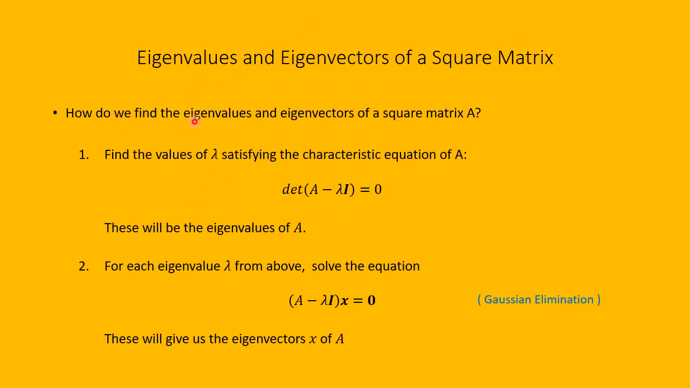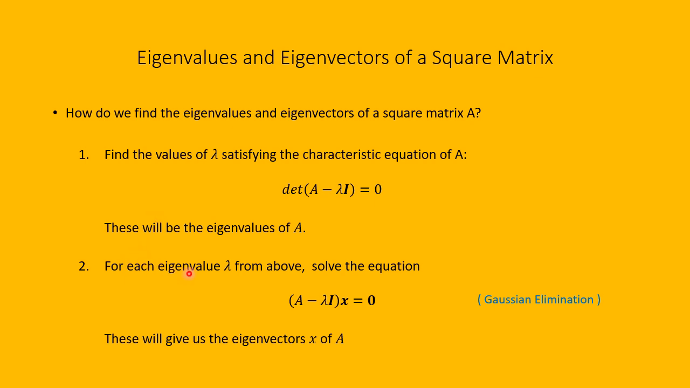So how do we find the eigenvalues and eigenvectors of a square matrix A? First, we find the eigenvalues, lambda, satisfying the characteristic equation: the determinant of A minus lambda I equals 0. We will see that this is just a polynomial equation in the variable lambda, and we can solve these equations in many cases. These will give us the eigenvalues lambda of the matrix A.